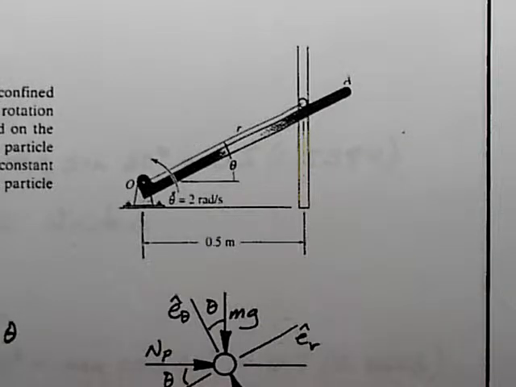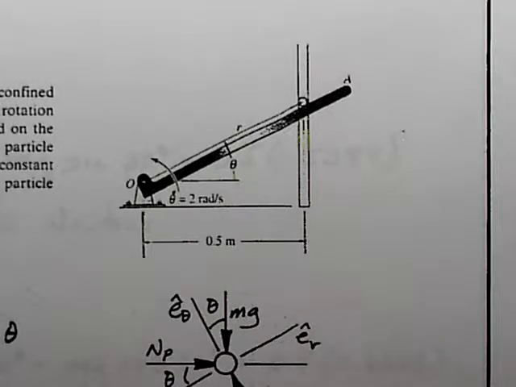And so we're going to work this as a problem in cylindrical coordinates. Let's see what we're being asked to solve for. But here is our geometry, and we do know that 0.5 is the distance from the center of the coordinate system to the center of the slot. We're also told here that theta dot is 2 radians per second. Let's see what shows up in the problem statement.